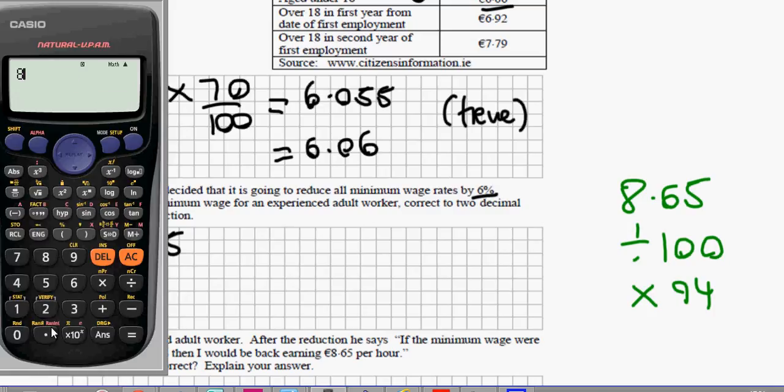So 8.65 divided by 100 multiplied by 94. And what we should get here is 8.131, or 8.13.